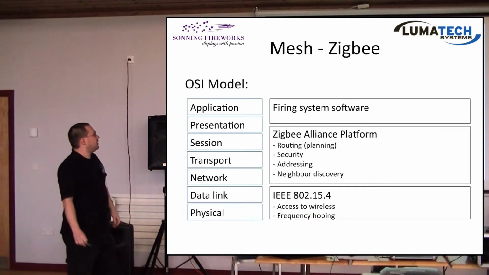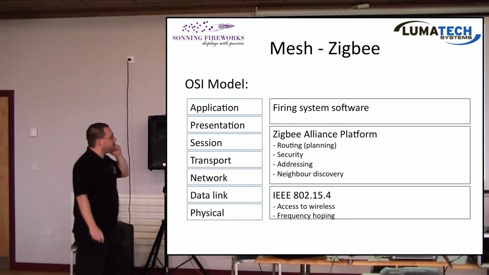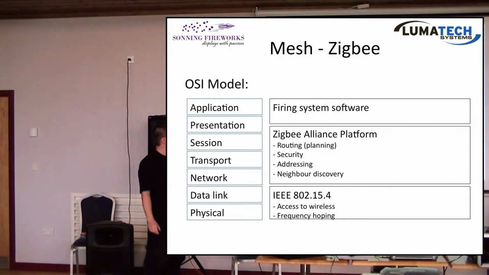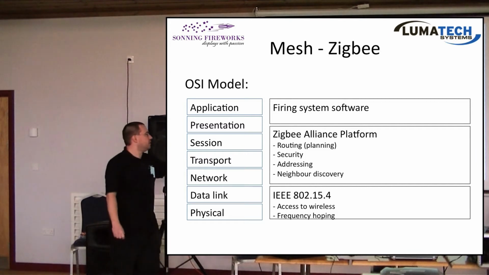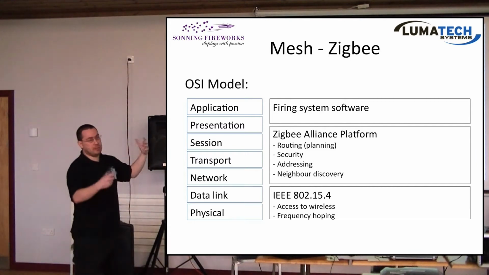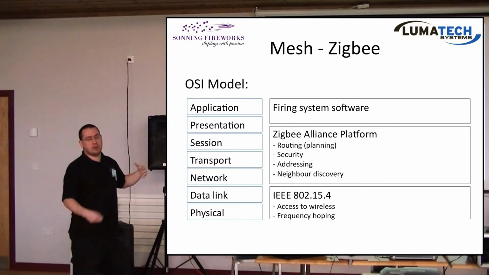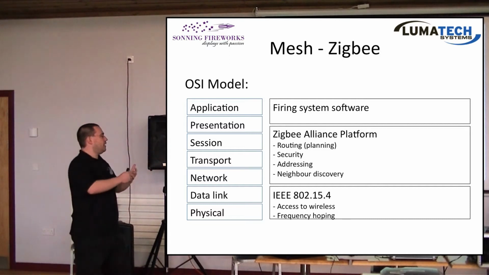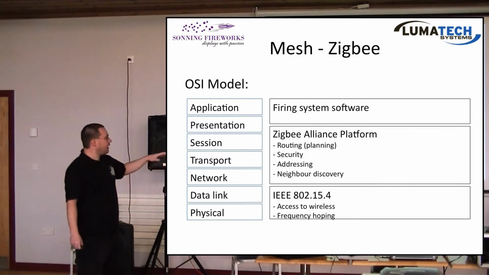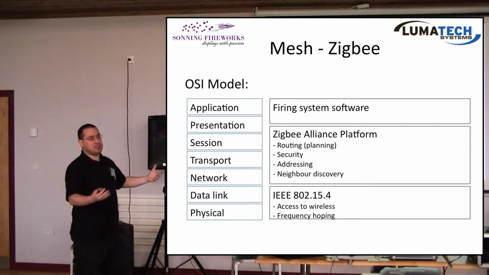So looking at our OSI model layers again, you can see that the bottom parts of it here are all defined by the Zigbee Alliance. I'm talking about a Zigbee mesh here, which is a particular type of mesh network. Those parts of the protocol are all defined. So all the routing, security, addressing, all the discovering of where the modules are, that is all defined by them, and that's what these modules you buy actually give you.